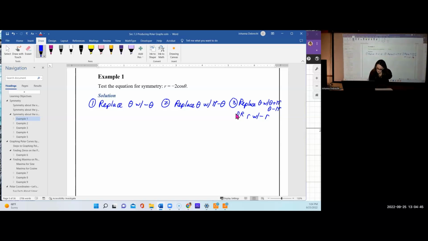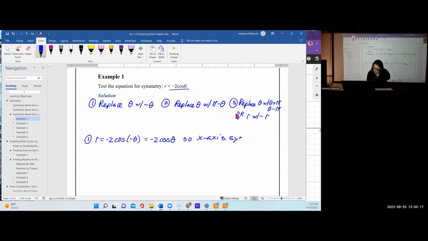So the first thing I'm going to do is I'm going to check type number 1, and I have r equals -2 cosine theta, and I'm going to replace theta with negative theta. But the cosine of negative theta turns out to be, because on the rectangular system, you know, the cosine does have y-axis symmetry. On polar, it just makes it different. This becomes -2 cosine of theta, which was the original problem. So it has x-axis symmetry.